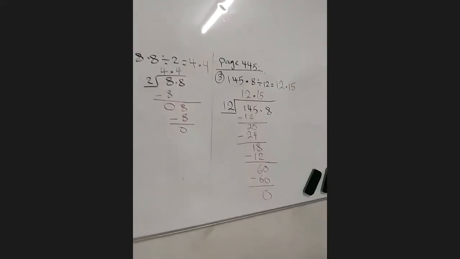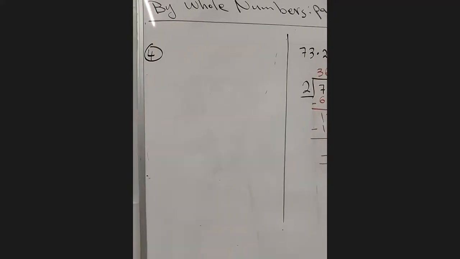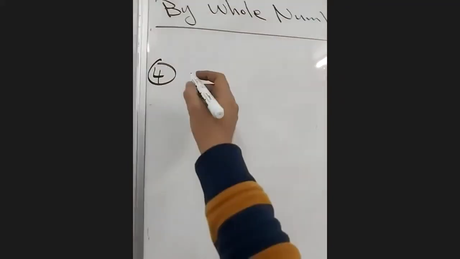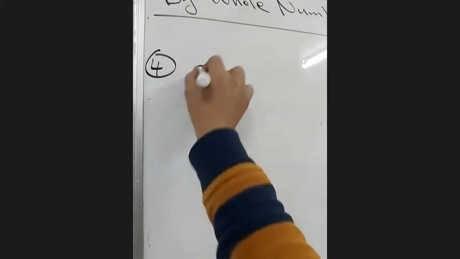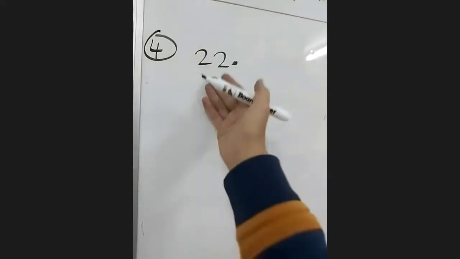Now let's go to question 4 together. Question 4. What we have in question 4? Who can help me? Omar Adnan. In question 4, we have 22.1. Focus and read slowly. 22 point what?